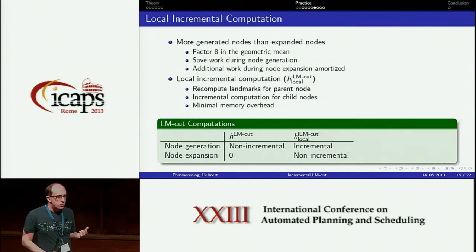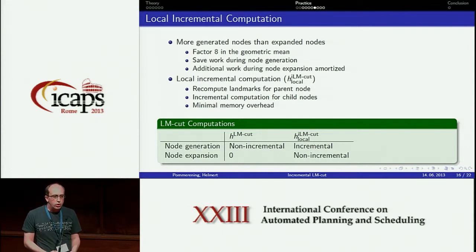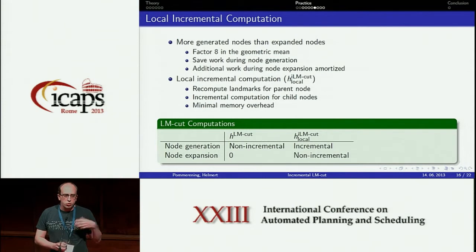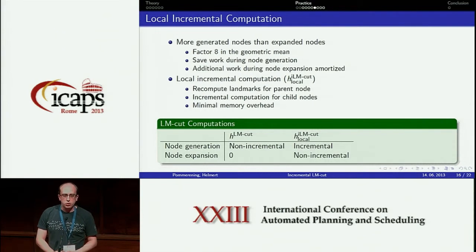Another approach to save even more memory and still get the speed-up of the incremental computation relies on the observation that there are a lot more generated nodes than expanded nodes. In the benchmarks we have, this is about a factor of 8. So only every 8th node is expanded.